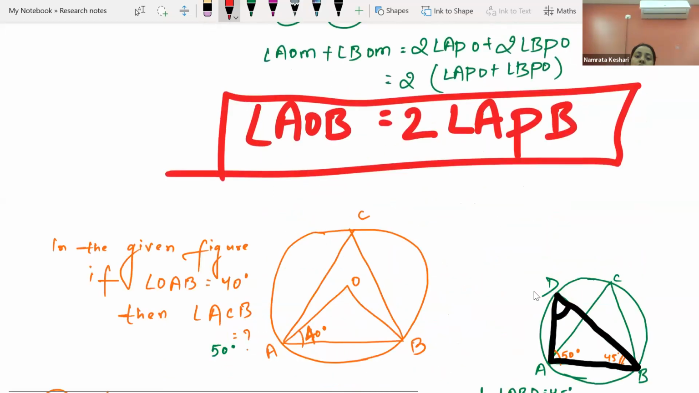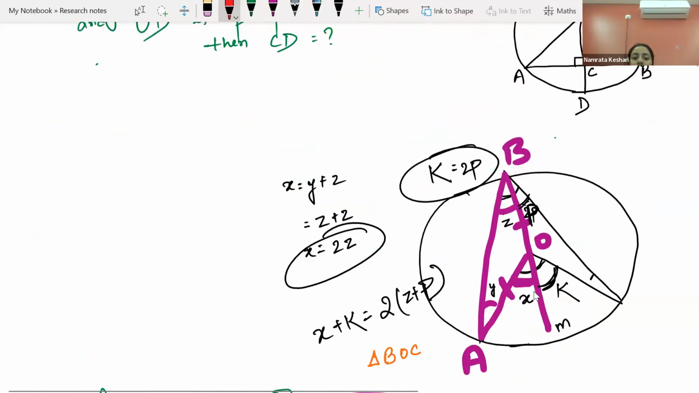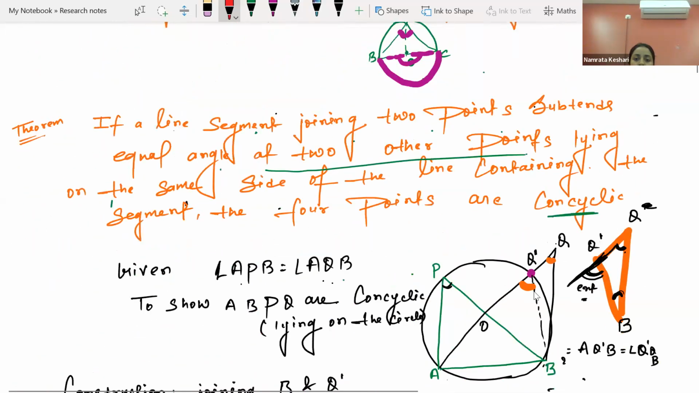This is the theorem you need to keep in mind, and the last theorem, this one. Okay, just give me a second, I am proving this theorem.